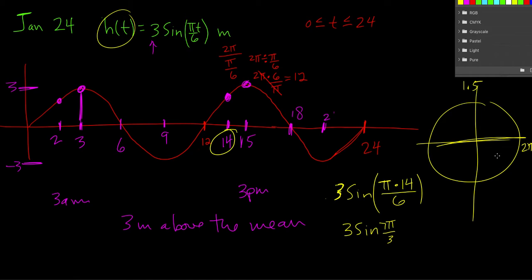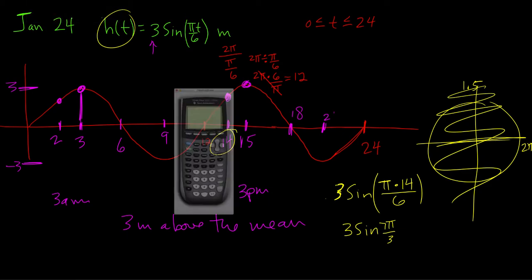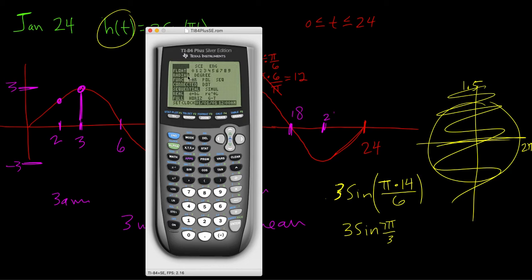We could do it the way I was doing it, but they're nice and they let us use a calculator on this one, and that's much easier. Okay, so first thing, make sure that you're in radians. And we are going to do 3 sine of 14 pi divided by 6. And we get 2.60.